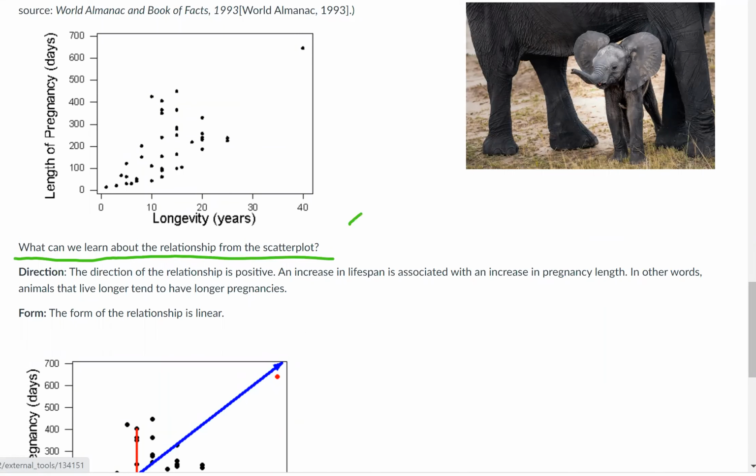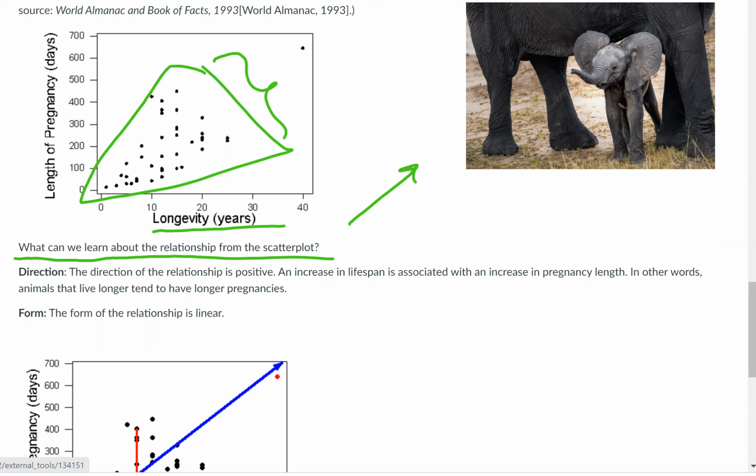It looks like it's sloping upward, so I'd say its direction is positive, sort of, even though it looks more like this triangle shape. The longer you go in years, or the older they get, the more variation it seems like. It seems like it's not linear. At the beginning it looked linear, but toward the end it doesn't. It looks very wide right there.